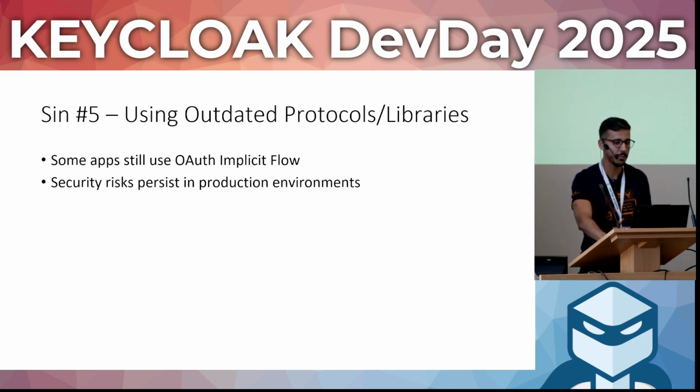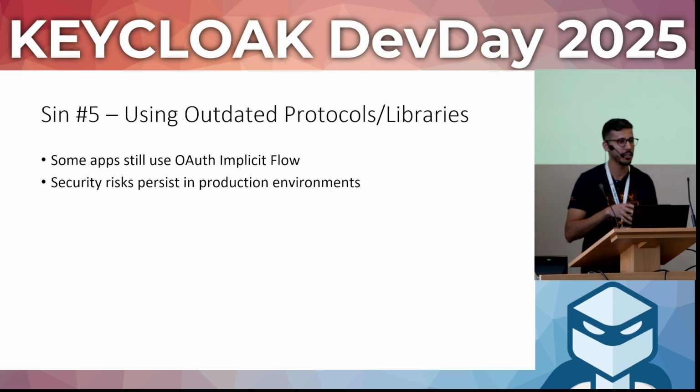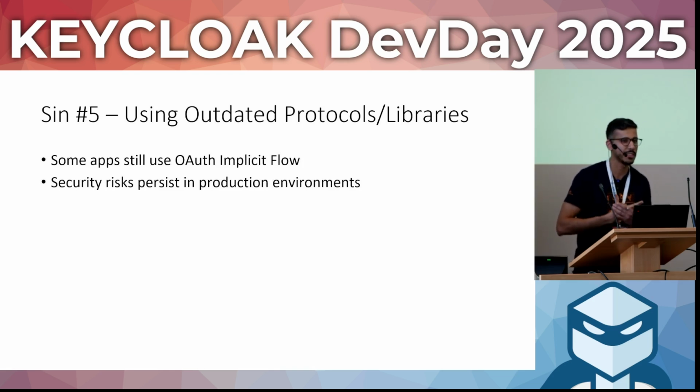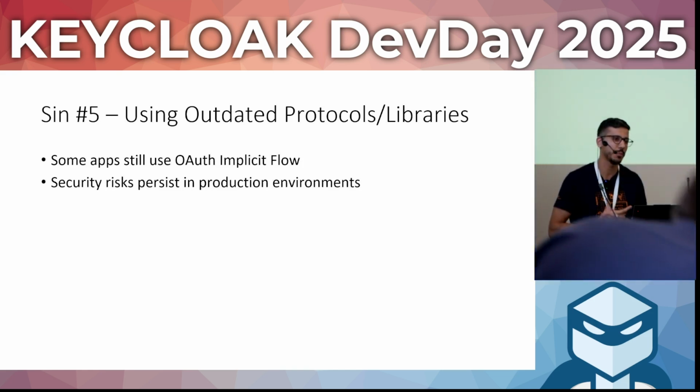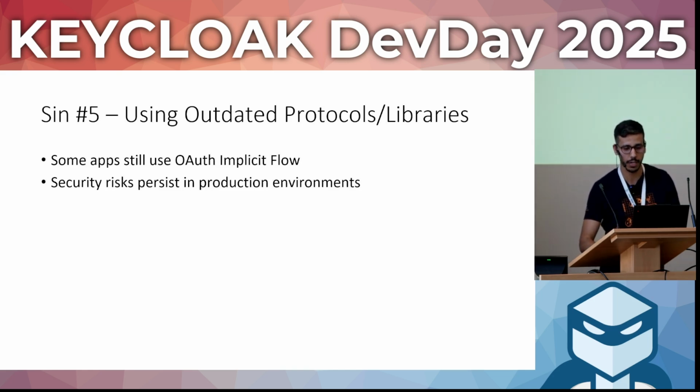Next, the last one, but not least, is using outdated protocols and libraries. At the beginning, I mentioned how one of my very first experiences was to assess an application using OAuth implicit flow. Unfortunately, it's still the case even for new applications. So we still see implementations that use this type of protocol. And from an attacker perspective, it's very easy to compromise compared to the latest version of OAuth.